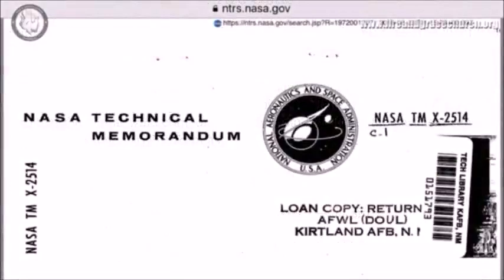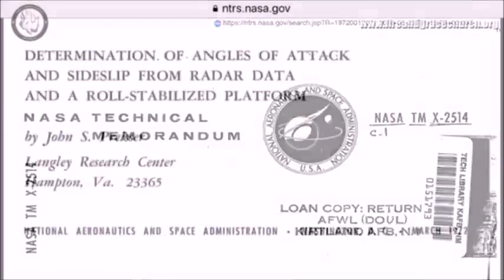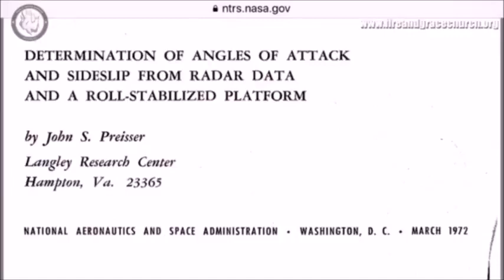Here, let's back up a little. Everybody see this? NASA technical memorandum. Where'd it come from? NASA.gov, right? Declassified. The Freedom of Information Act tells you all about it. Determination of angles of attack and side slip from radar data and the roll stabilized platform.